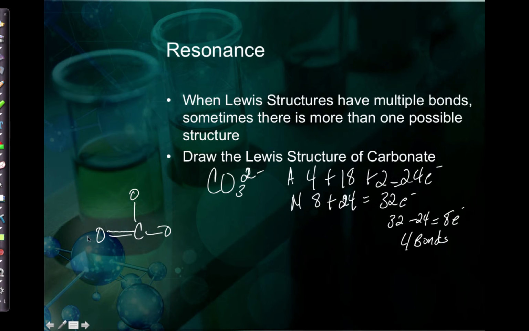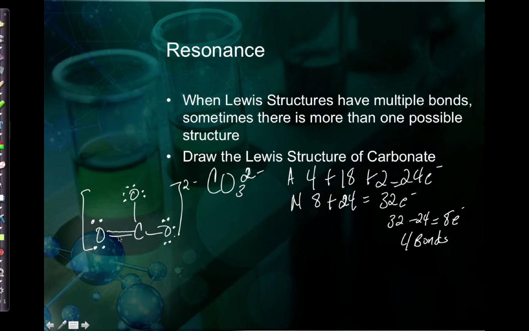So I've got 24 electrons, so let's give electrons to the oxygen atoms. So 2, 4, 6, 8. 2, 4, 6, 8. 2, 4, 6, 8. Okay, so that is 2, 4, 6, 8, 10, 12, 14, 16, 18, 20, 22, 24. I have 24 electrons here. That's all of my available electrons. So all of my oxygens are satisfied, and so is carbon. So this is one possible Lewis structure.